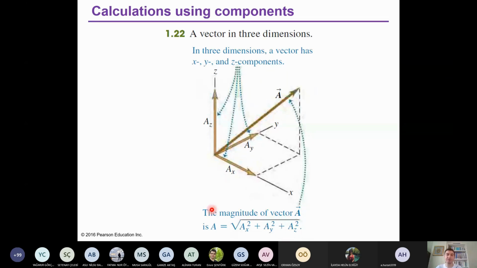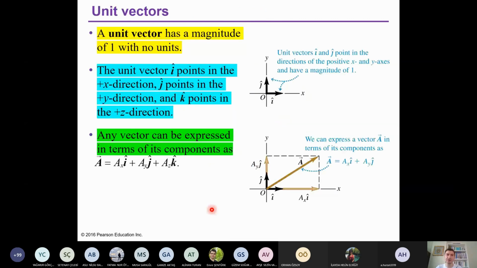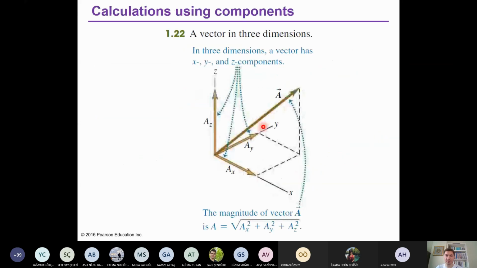Now let me continue with the unit vectors, very important in calculations. In Turkish, birim vector, okay? Why birim vector? Because a unit vector has a magnitude of 1 with no units. For example, here we have positive x direction, positive y direction, positive z direction, and we have a unit vector along the positive x, a unit vector along the positive y direction, and a unit vector along the positive z direction. They have magnitude of 1, don't forget.